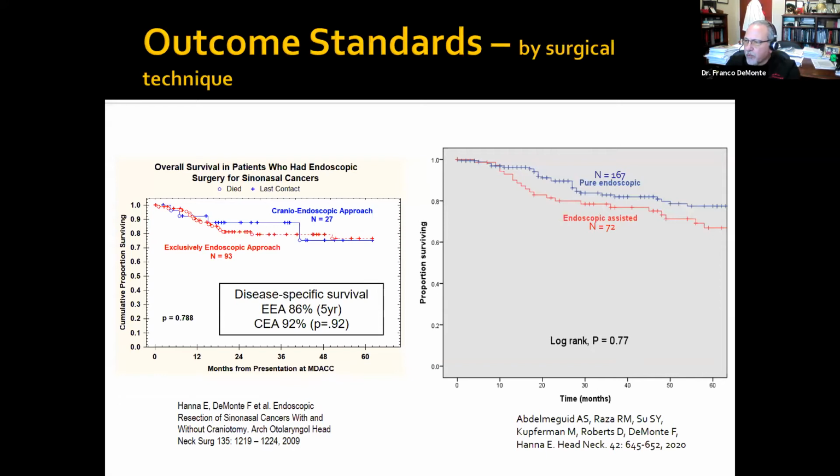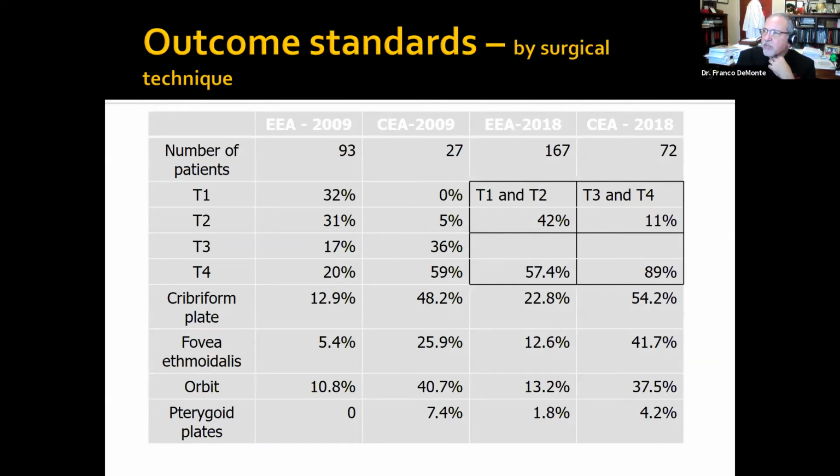These are two papers from our group. The first was published in 2009, which, along with the Italian paper published around the same time, really was a proof of principle that oncologic outcomes in well-selected patients are equivalent between exclusively endoscopic approach and cranioendoscopic approaches or open approaches. This was updated just recently in 2020, again, looking at our purely endoscopic resections compared to our endoscopic assisted resections, and there was no difference in oncologic outcome. Of course, this is with well-selected patients. The endoscopic patients tended to be of lower stage than the open patients.